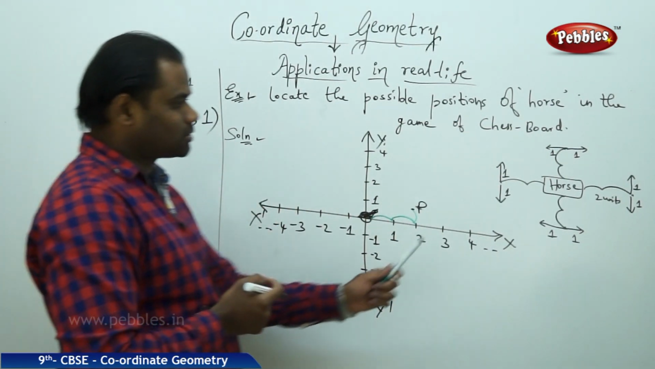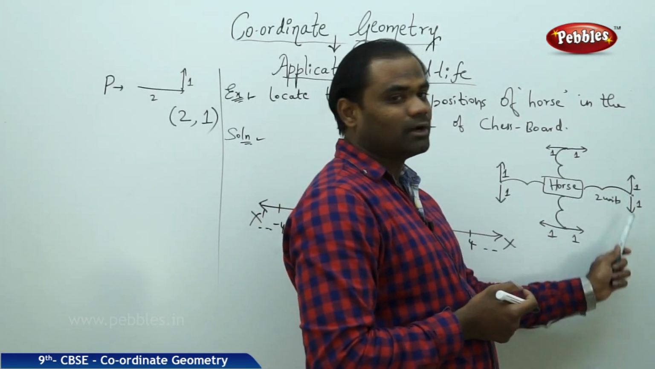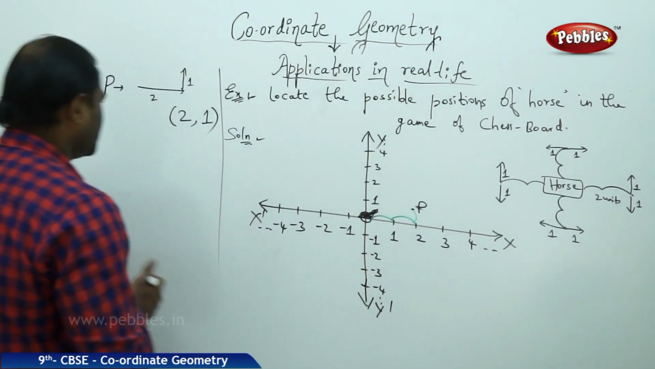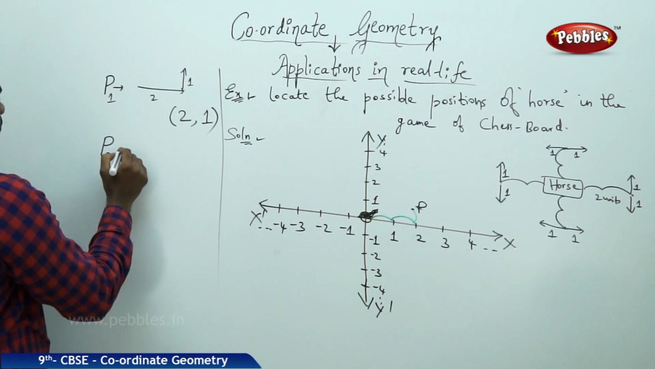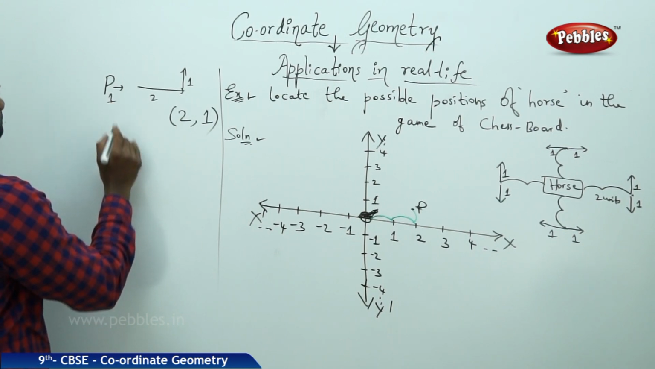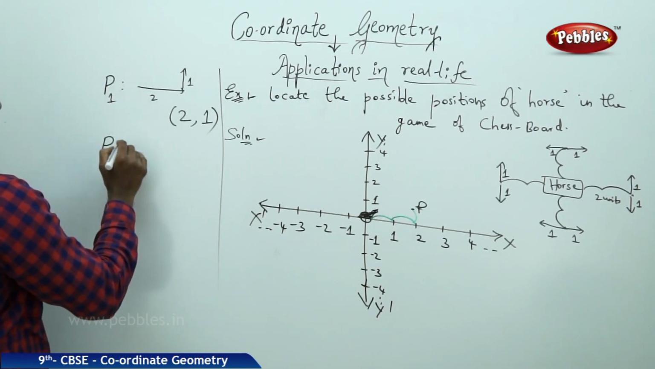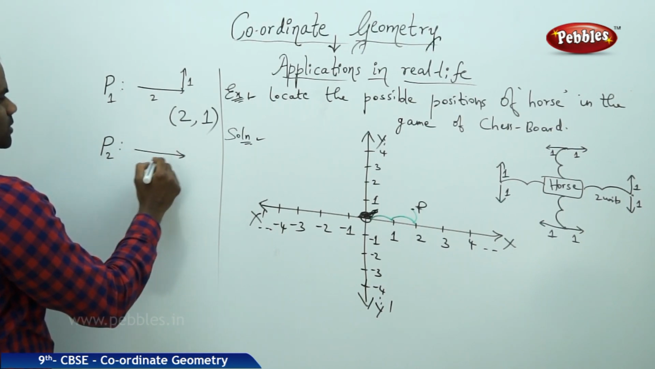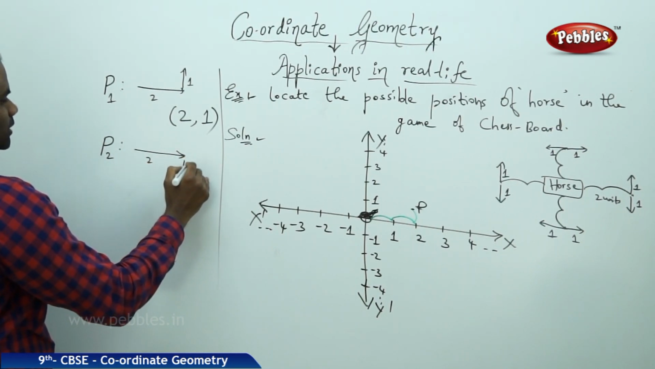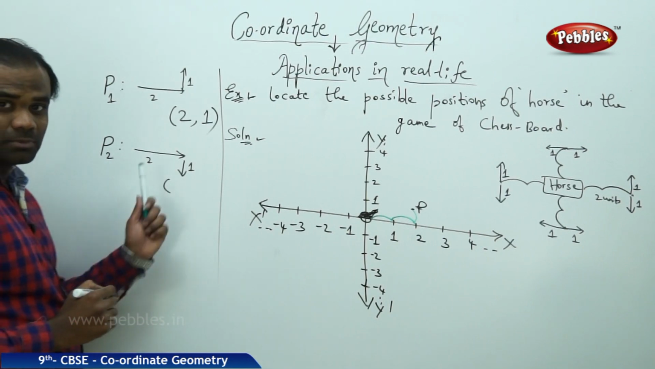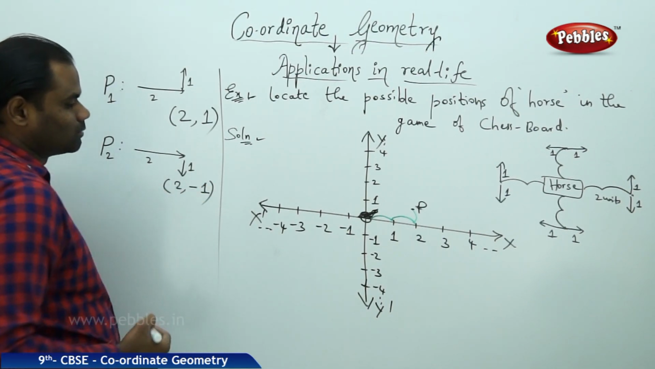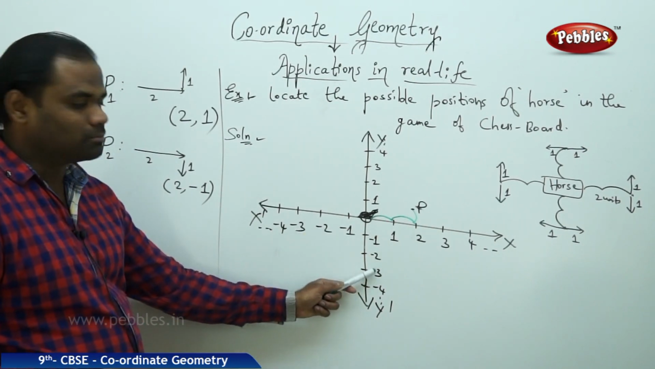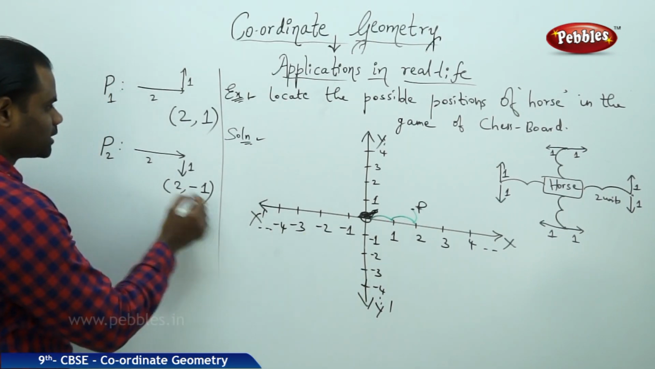Similarly, the horse can also move 2 units right and 1 unit down, and therefore I have the second position, P2. It moves 2 units to the right and 1 unit down, and therefore this moves positively 2 units right but negative 1. Because it moves 1 unit down, it moves to the negative side of the y-axis, and hence the coordinates are this.